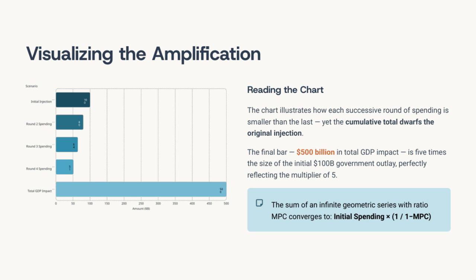The chart illustrates something important. Each successive round of spending gets smaller, but even though they diminish, the cumulative total becomes huge compared to the initial injection. It's like a snowball rolling downhill. It keeps growing as it picks up momentum. Finally, when you see the numbers 500, 51, 64, 80, and 100, they show how the impact diminishes with each round, but the total keeps adding up. Visualizing this amplification helps us understand why fiscal policy, like government spending, can have such a powerful effect on the economy.